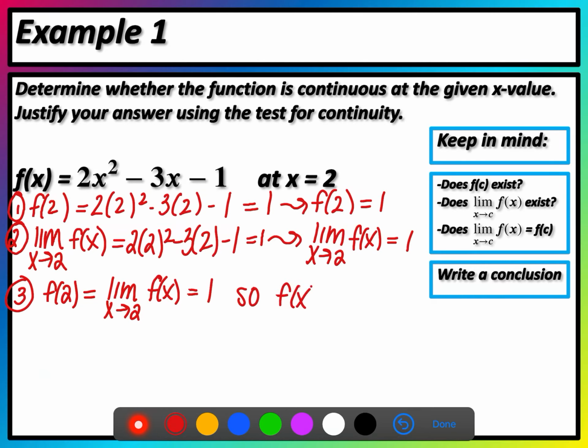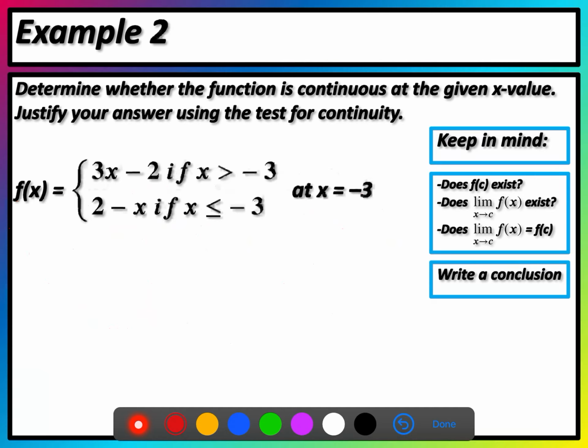So f of x is continuous at x equals 2. Okay, you do need to write that conclusion, in similar terms, if not the exact way that I wrote that. Okay, but see, it's a very easy process. So this one worked out well for us because it was continuous. That might not always happen.